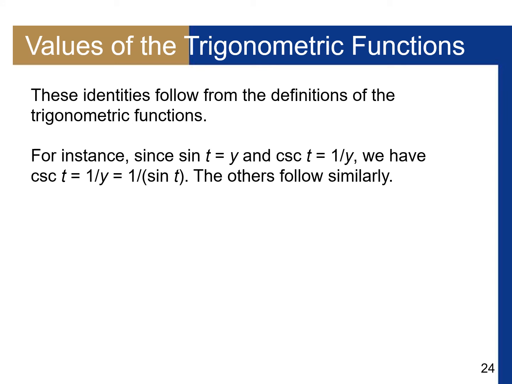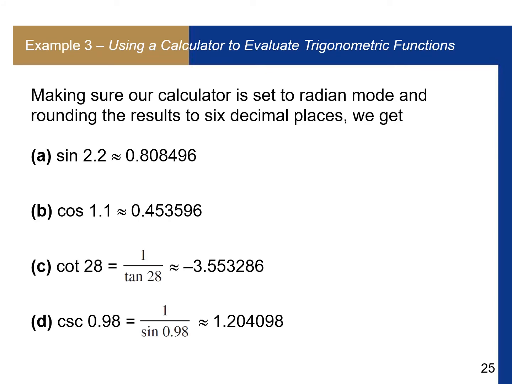These are considered identities because they can be substituted for each other. Now, make sure your calculator again is set to radian mode. Okay, so we want to make sure we're on radian mode. And we're going to find these values to 6 decimal places. So try that in your calculator. Put this on pause and try that. And make sure you're getting the correct answers.